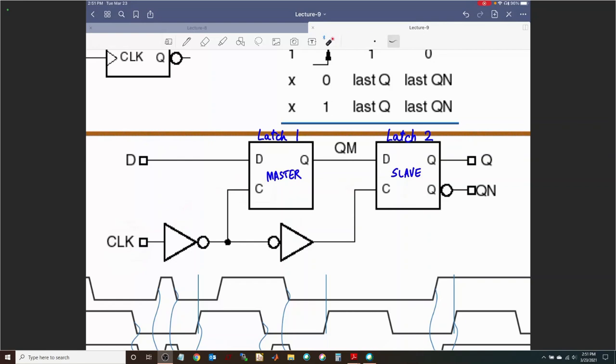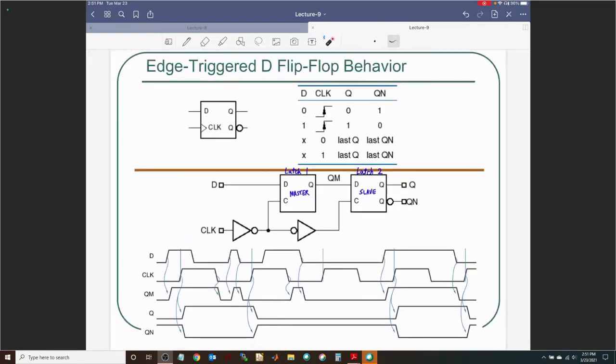All right, so let us try to... the claim here is, if you connect these two D latches in the master-slave configuration, you would be able to achieve edge triggering, which is represented by the symbol and characteristic table of the D flip-flop over here. We will come back to this.